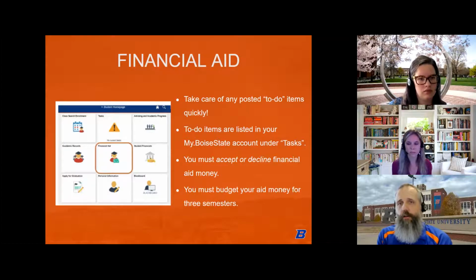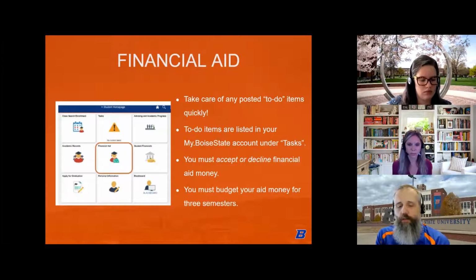Once that's submitted on the Boise State side of things, you do want to log into your My Boise State, go into your student center. There is an initial page that looks like this. It's got these 9 tiles of different categories to click on. Right in the middle there is the financial aid tile. That'll take you into your financial aid information. It'll show you what you have been awarded for that school year.